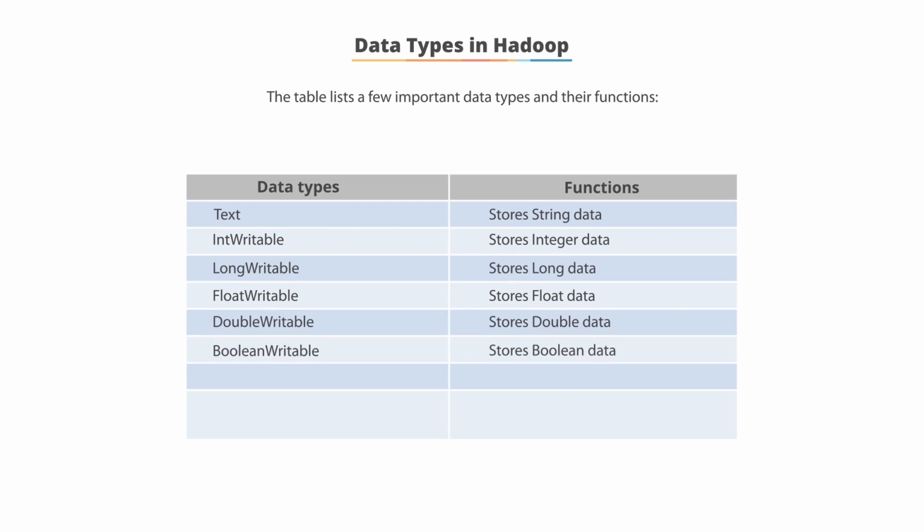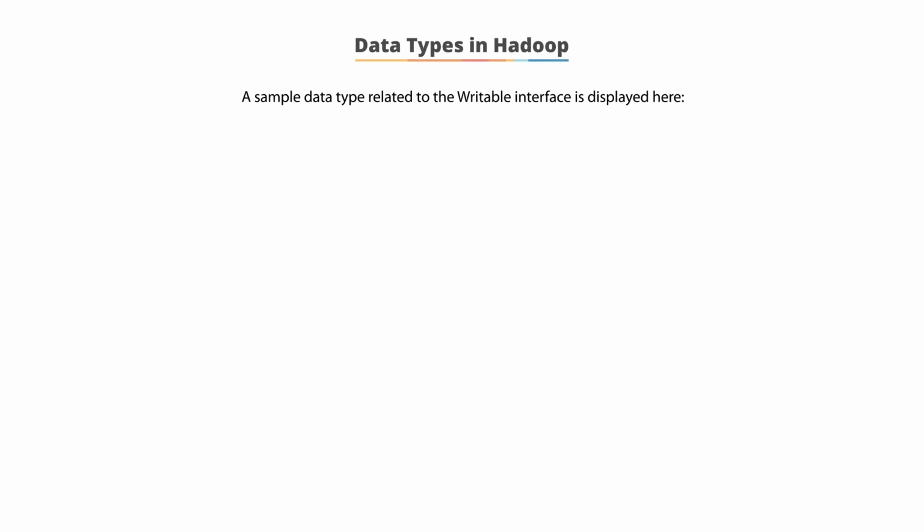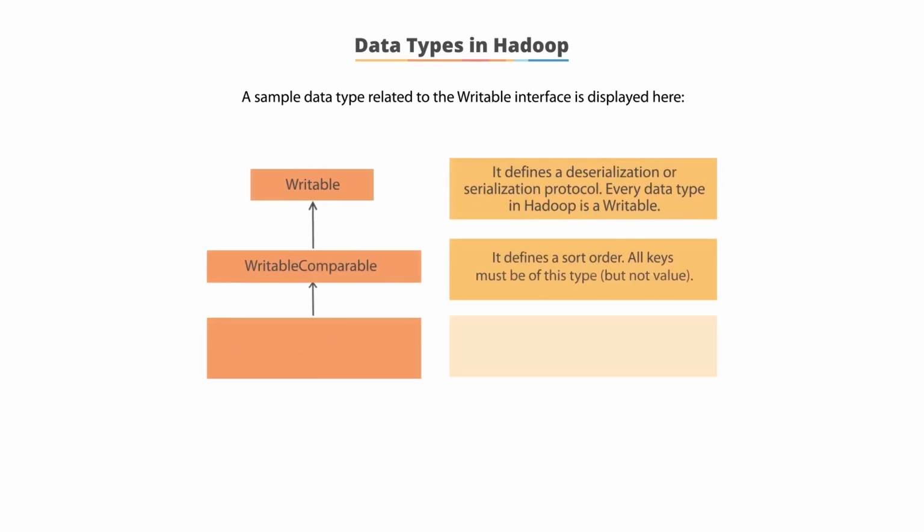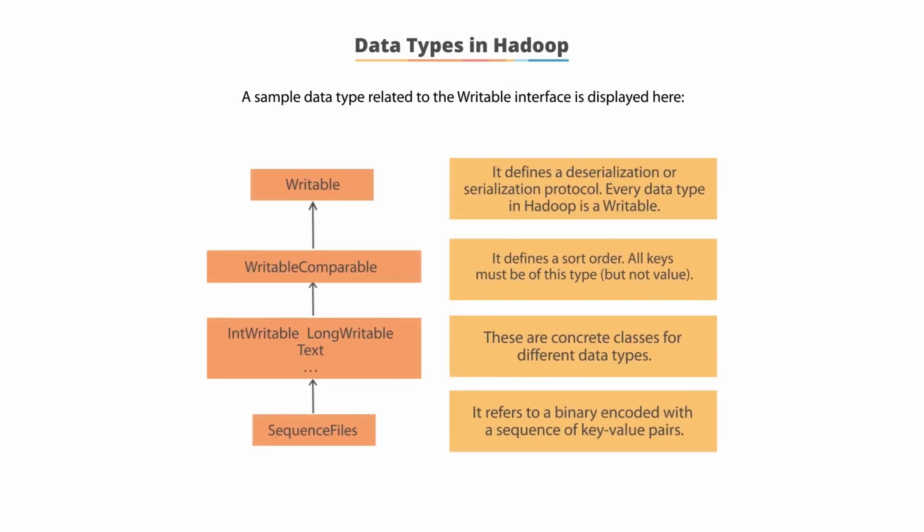There are also BooleanWritable and ByteWritable data types. NullWritable is a placeholder when a value is not needed. This illustration here shows a sample data type that you can create on your own. This data type will need you to implement a Writable interface. As you can see, Writable will define a deserialization or serialization protocol.